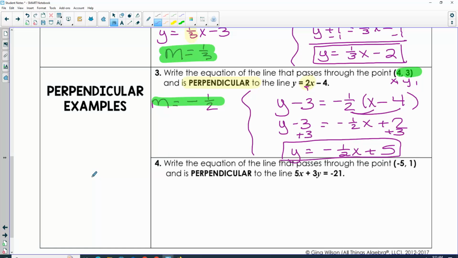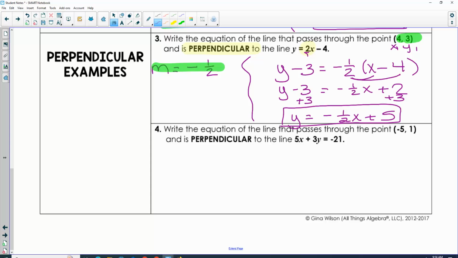Alright, do you guys remember writing these equations from last week or the week before? Using this point slope? Let's do one more together and then I'm going to have you guys try it. So on number 4, where would we have to begin? Okay, we have to get to be y equals. So 3y equals negative 5x minus 21. Divide everything by 3. So that's a negative 5/3 x minus 7.